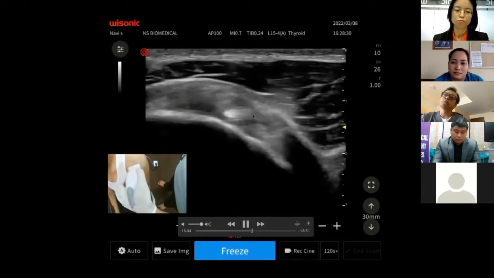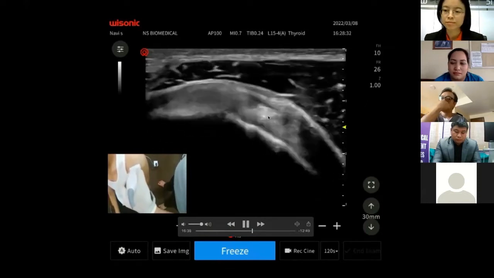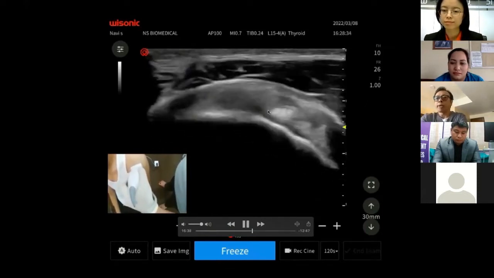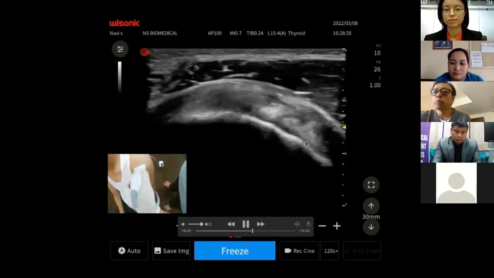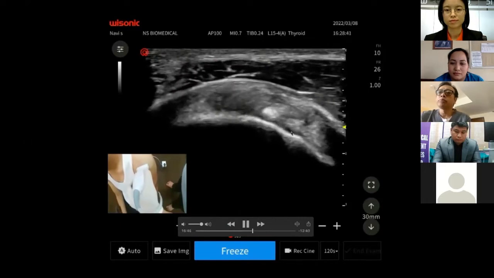Anterior to the biceps tendon are the cephalic fibers of the subscapularis muscle. So this is the rotator cuff interval. The rotator cuff interval is a space where superiorly it is bounded by the supraspinatus tendon, inferiorly by the cephalic fibers of the subscapularis muscle, and the floor is made by the head of the humerus.